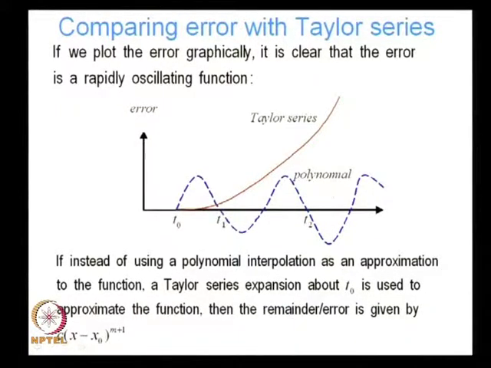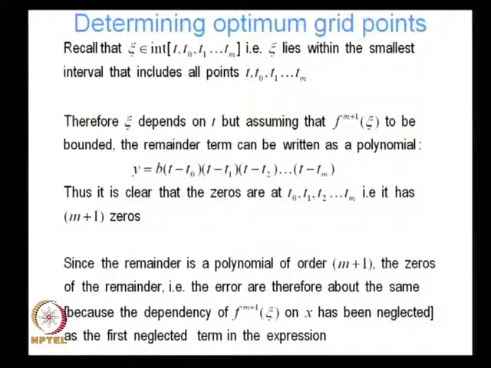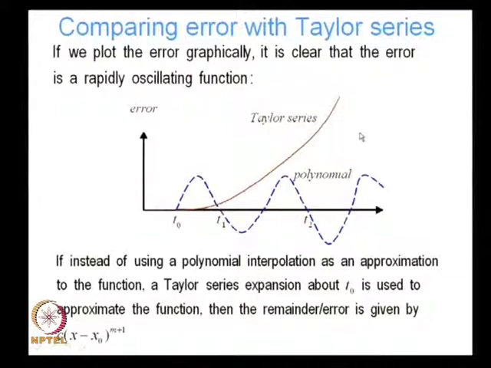So, basically it will be 0 at all these points at t equal to t0, t1, t2 and t3. However, look at this: if instead of doing a polynomial approximation, I try to expand the function in a Taylor series about t0. Why do we do an interpolation? Well, we know the function values at certain points and we want to know the function value at some other point where it is not known. That is why I do interpolation.